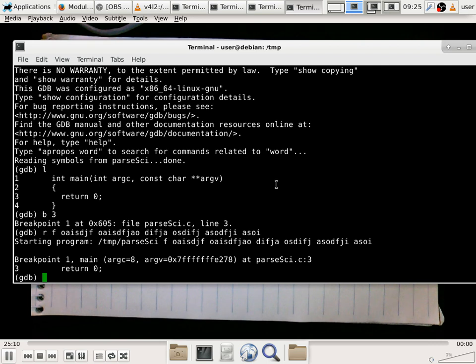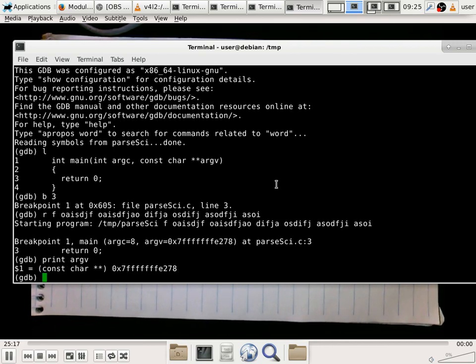Okay? So now we can do some printing. I'm going to print ARGV first and see how smart GDB is. Not very smart, because it just tells us that this is an array of char pointers. ARGV itself is not a char pointer. It is the pointer to a char pointer, which can also be interpreted as an array of char pointers. Because remember, arrays and pointers are interchangeable in many contexts. Not all, but in many contexts, those two concepts are interchangeable.